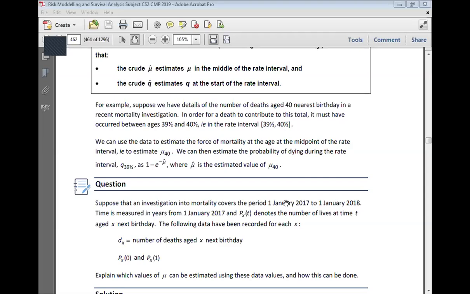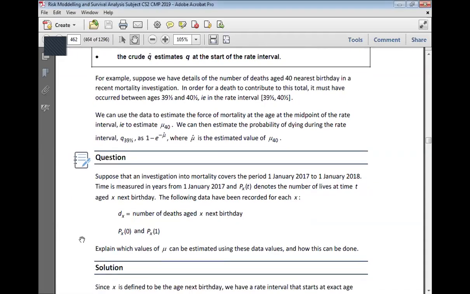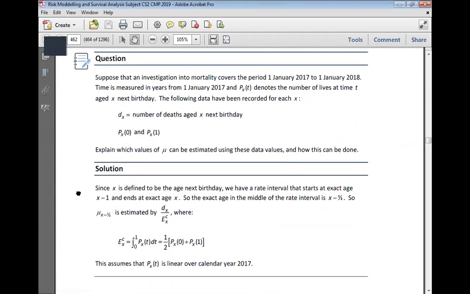So we can figure out the mu x minus half. Yeah, and how did you get to that, Isha? Can you tell us? Because we know the age next birthdays, right? So according to the table, the mu estimate will be mu x minus half. Exactly right. So very good.